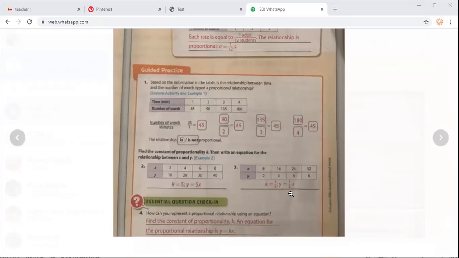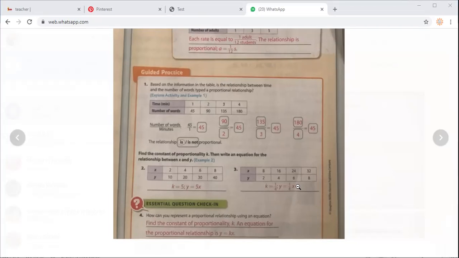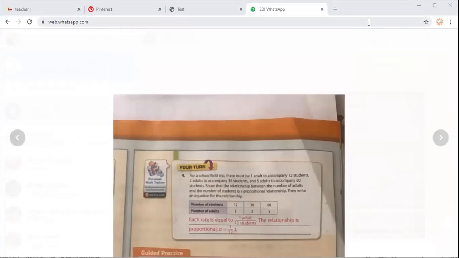You will find this question in your book. How can you represent a proportional relationship using an equation? First, we have to find the constant of proportionality. You want to write an equation. Then you have already calculated the constant value, and then the equation will be y equals kx. Is there any question about this part till now, grade 7? No.